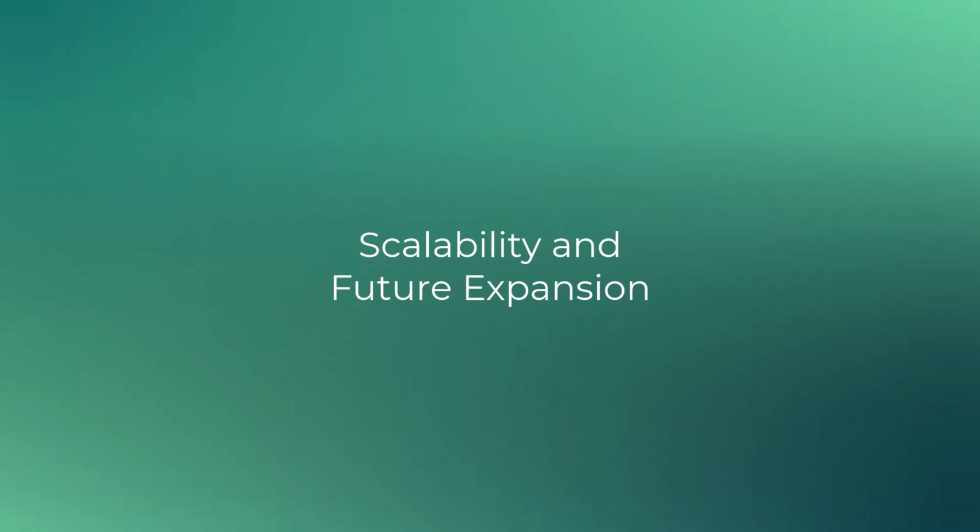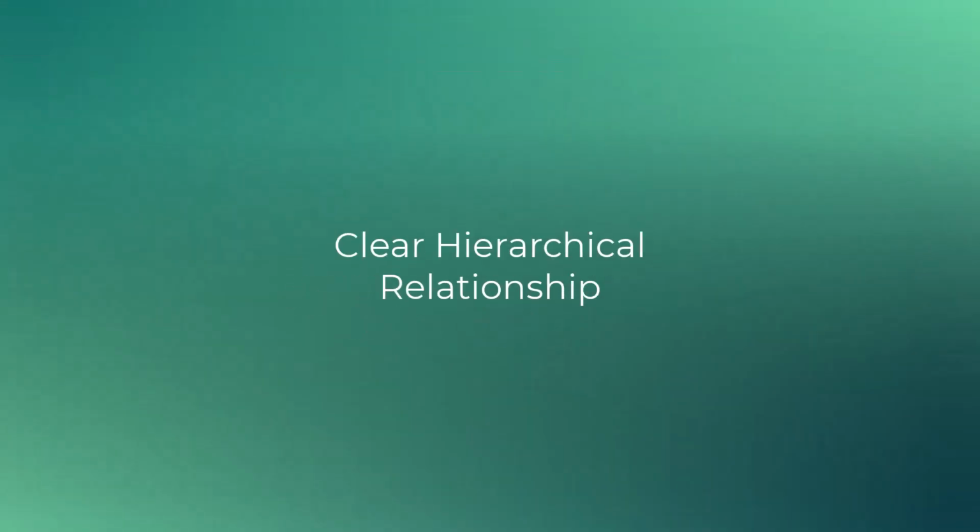Also, the last one I can mention is that it provides a clear hierarchical relationship. The hierarchical structure provides a visual representation of class relationships, and this aids developers in understanding the inheritance hierarchy and the flow of data and the functionality. So I hope what hierarchical inheritance is and why it is important is clear to you.